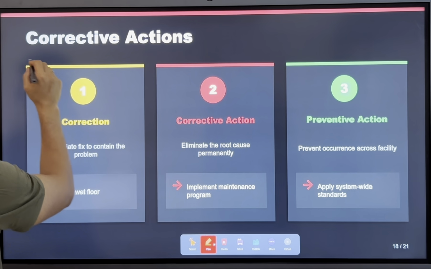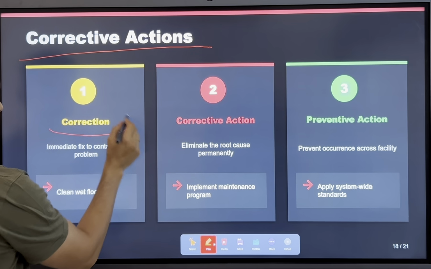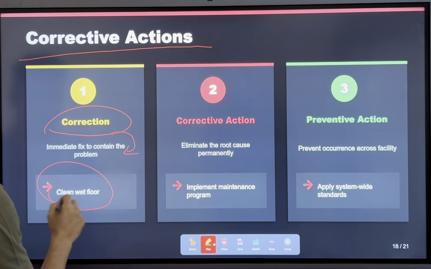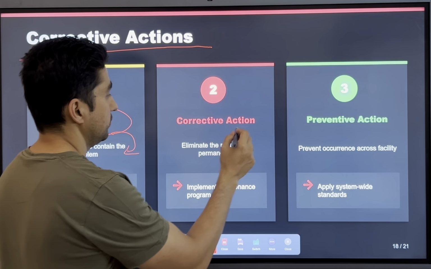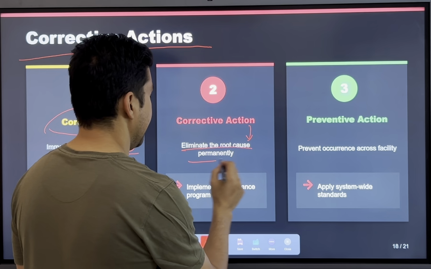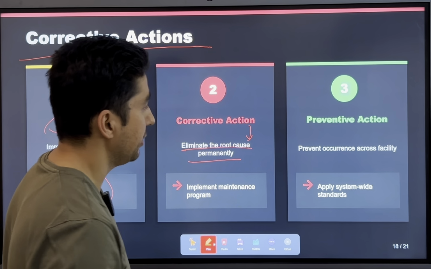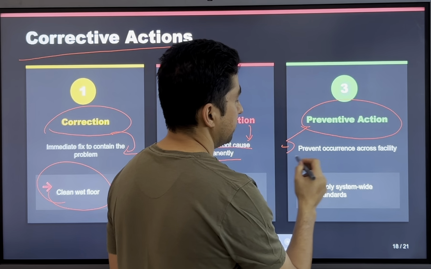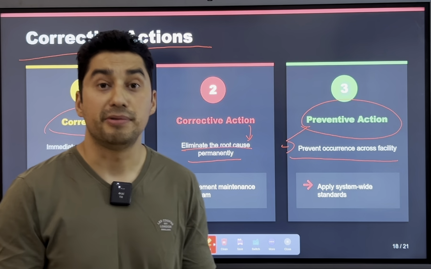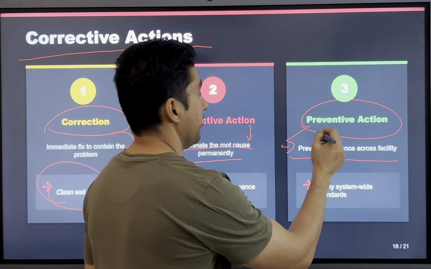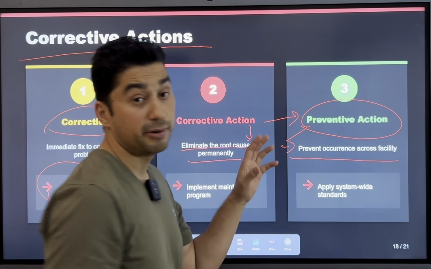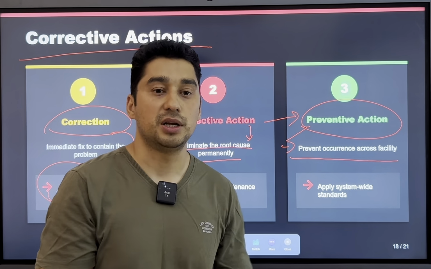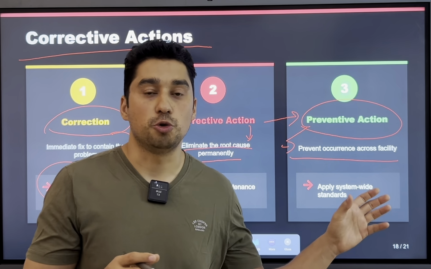Next here, corrective actions. Correction: an immediate fix to contain the problem, like cleaning the floor, that is a correction. Then we have the corrective action: eliminate the root cause permanently, implement a maintenance program. Preventive action: prevent similar issues across the facility. So you must reach here, not just the corrective actions, you must reach the preventive action. So this is our goal. Corrective action will eliminate the root causes, and preventive action will eliminate the similar issues in the whole system.